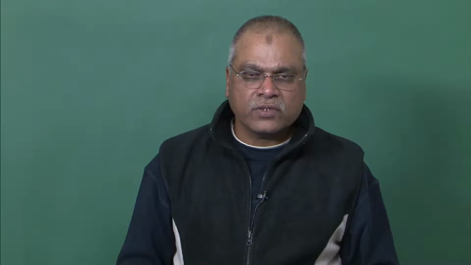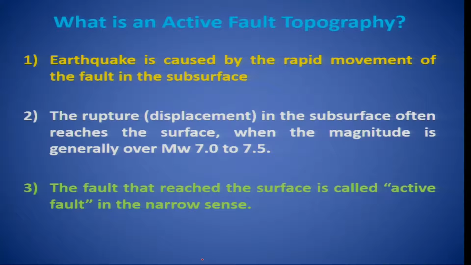Mostly, the surface ruptures we see, or the displacements along the faults which come right up to the surface, are produced by earthquakes with magnitude greater than 7 or 7.5. So, a fault that reaches the surface is called an active fault in the narrow sense.